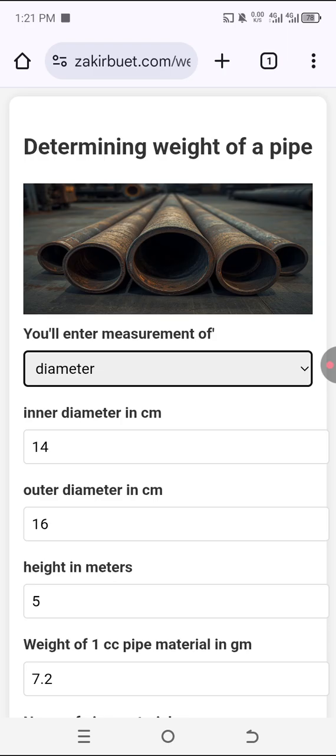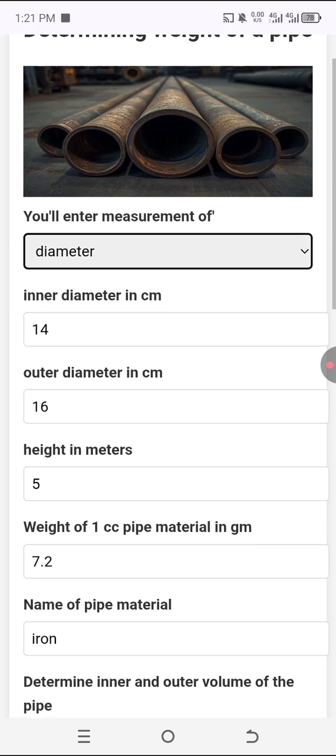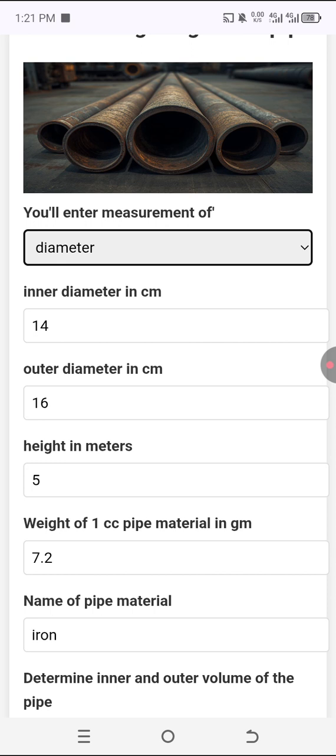Then, if it is diameter, you will have to input inner and outer diameter, and the height in meters. In all the cases that I have encountered, this is the same. The diameter or the radius are in centimeter and the height is in meters. That's why I have kept these units. Okay, I do not want to generalize it because it will take me a lot of time to do that.